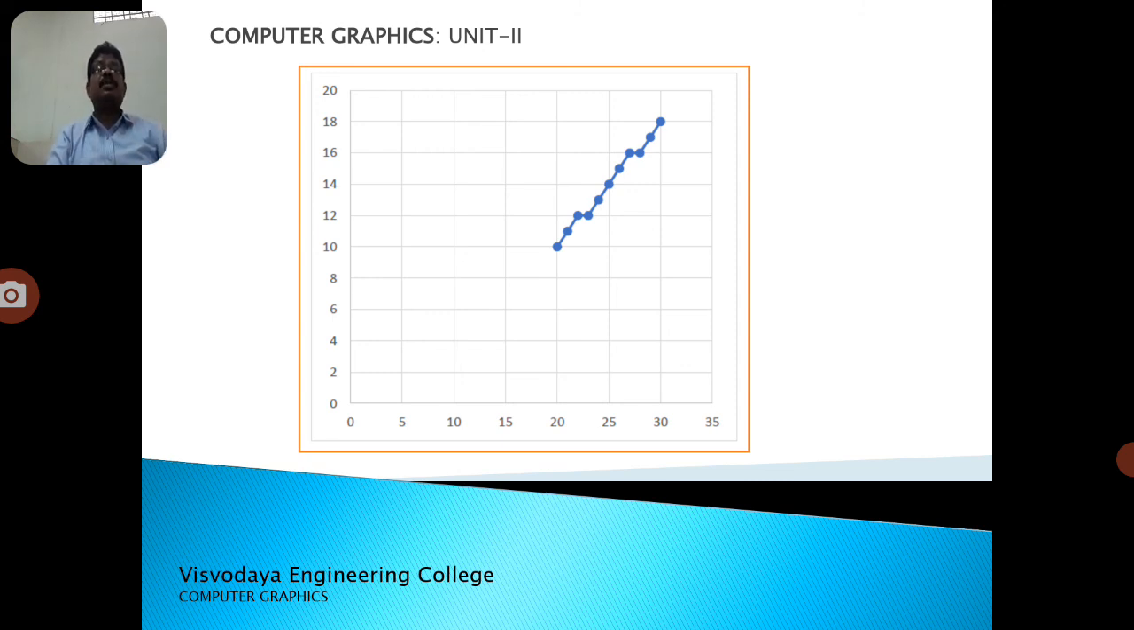This algorithm is mainly focused on the new decision parameter, the d new value, based on the d initial value. The d initial value we can calculate from delta x and delta y, and based on the d initial value we calculate the d new value, that is the new decision parameter. Similarly we calculate the x and y coordinates and the next coordinates. We continue until the last coordinate is reached.